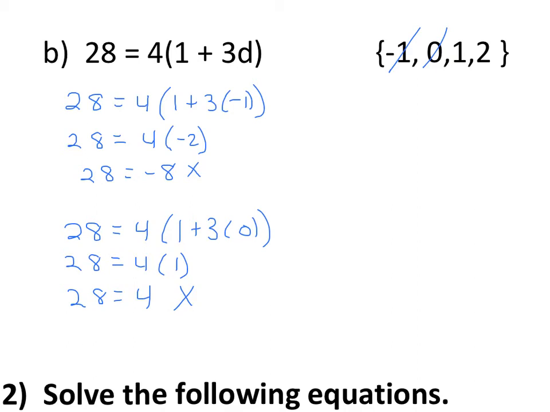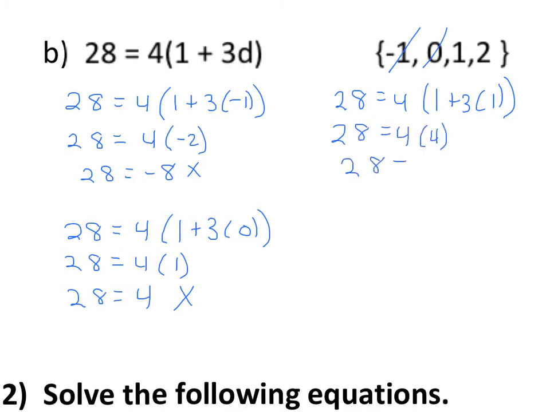All right, so now I'm going to plug in the 1. So 28 equals 4 times the quantity 1 plus 3 times 1. All right, so on the inside here, 3 times 1 is 3, plus 1 is 4. So I've got 28 equals 4 times 4. Again, doesn't look like it's going to work out so well. So I'm going to cross the 1 off.